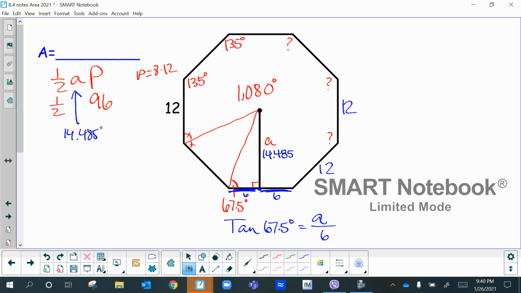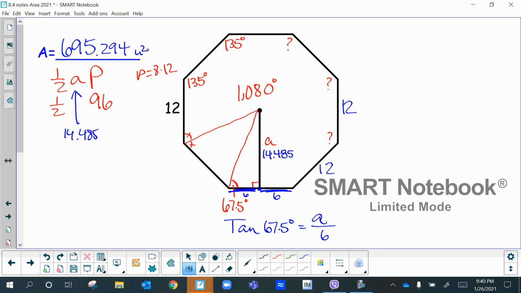So right here, our apothem is about 14.485. Well, I have the long number in my calculator. I'm actually going to leave it there, and I'm going to multiply it by 96, and then I'm going to take half of that. So I'm going to times that by 0.5 or divide by 2, whichever you prefer. So the actual area of this is 695.294. Okay, and this is units squared.